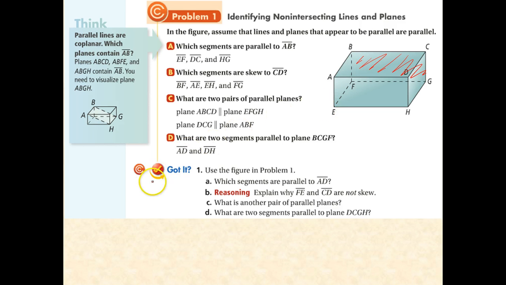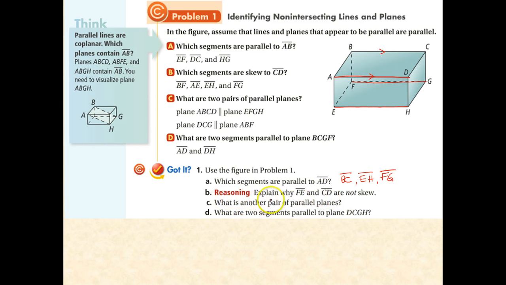Okay, so pause and see if you got it. Number 1 style. Okay, A. Which segments are parallel to segment AD? Well, parallel to AD, we've got segment BC. We've also got EH and segment FG.